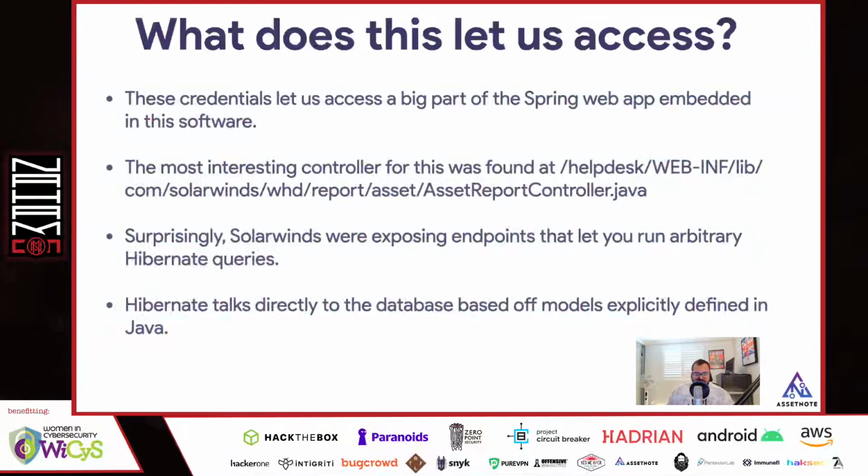Well, the first thing we thought about was, what does this let us access? These credentials seem to be a big part of the Spring web app embedded into the software, and there's this really interesting controller which these credentials let us access. Surprisingly, SolarWinds were exposing endpoints that let you run arbitrary Hibernate queries. Hibernate talks directly to the database based off models explicitly defined in Java. So these credentials let us access a Spring controller which let us execute arbitrary Hibernate queries.